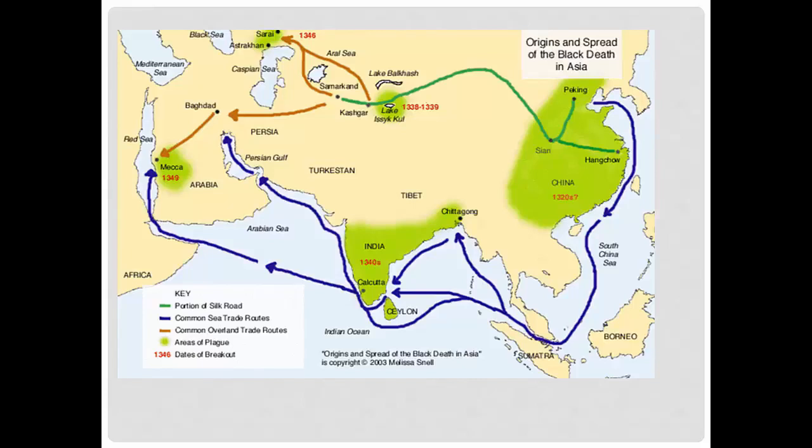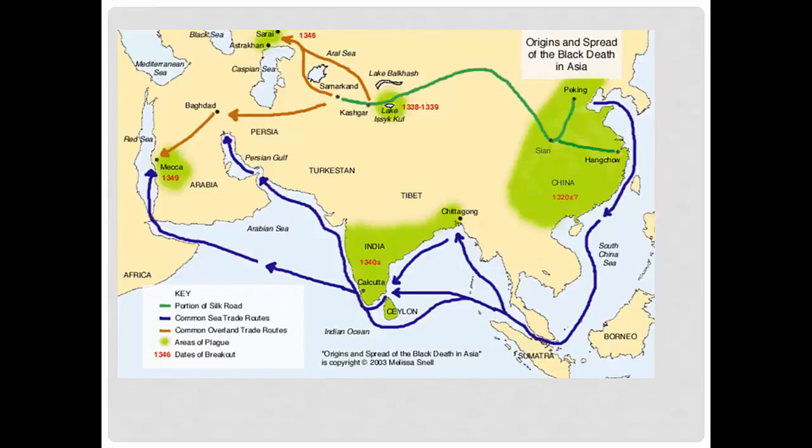On the north, we see the Silk Road, and on the south, the blue lines, we see the Indian Ocean trade routes. As the plague moved along these trade routes, it disrupted the trade and undermined the economic advances that Pax Mongolica had brought. But probably the most significant impact that the Black Death had on Asia was that it contributed to the fall of the Mongol Empire.